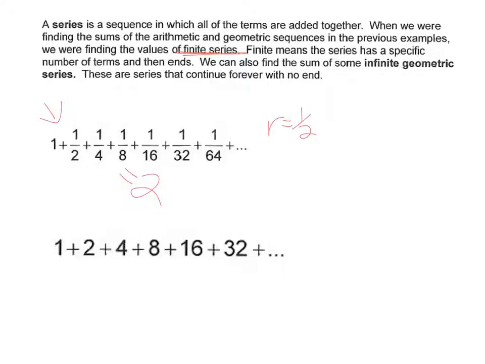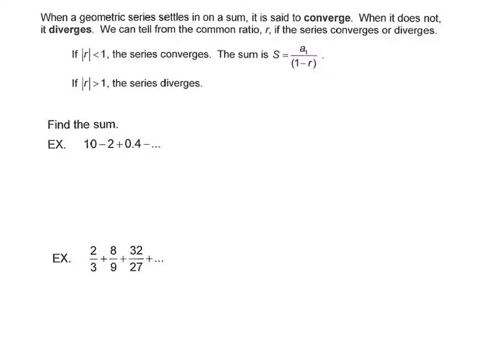Now imagine the geometric series 1 plus 2 plus 4 plus 8 plus 16. In this case, r equals 2. And clearly this series will just go larger and larger and larger, and it's never going to settle down on a sum. So when a geometric series settles in on a sum, it's said to converge. That would be the first example I showed you. When it does not, it diverges, and that's the second example I showed you.